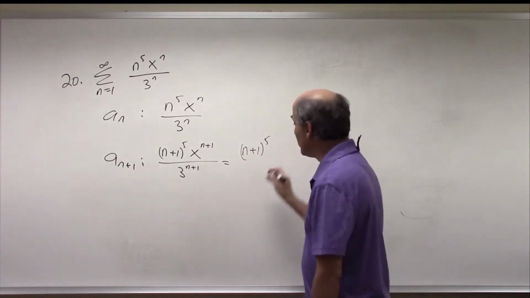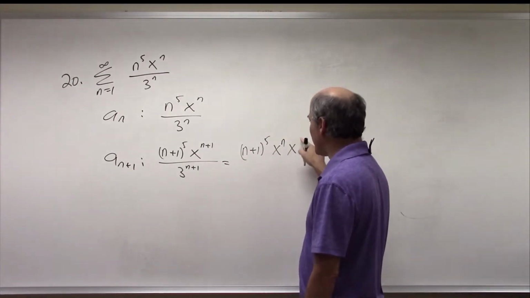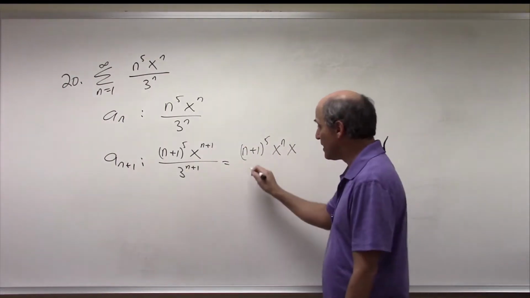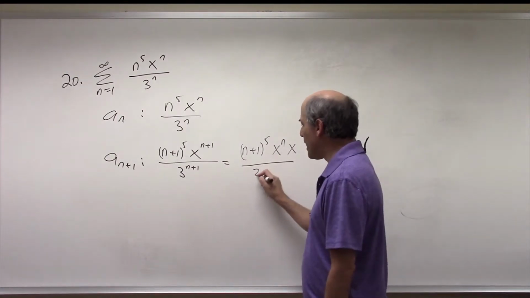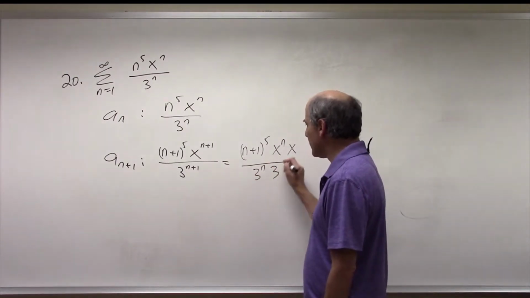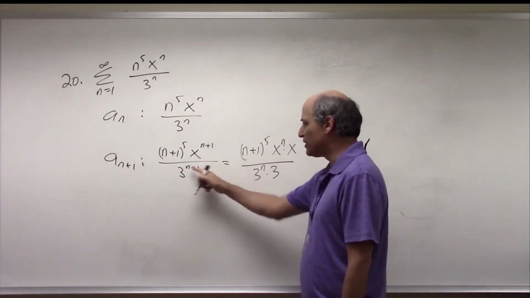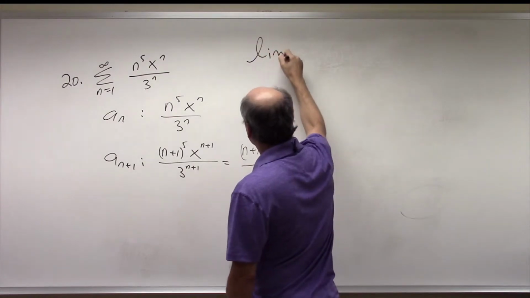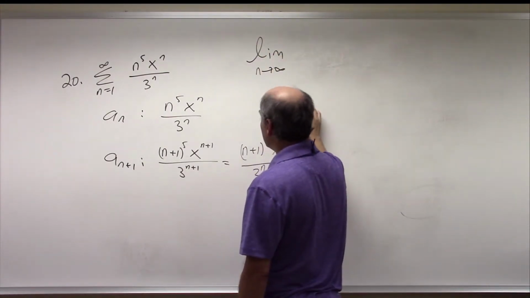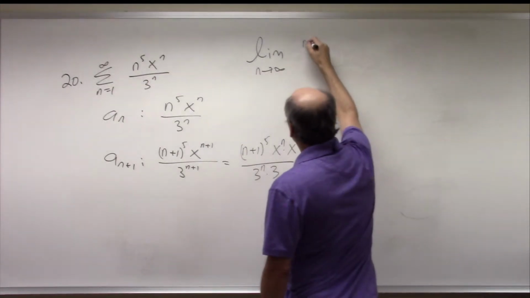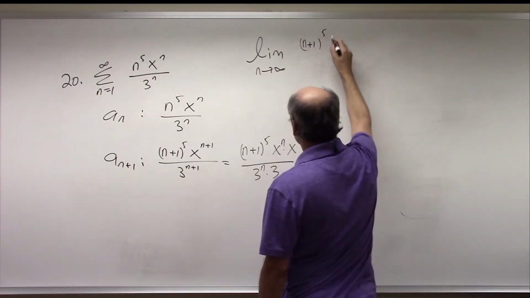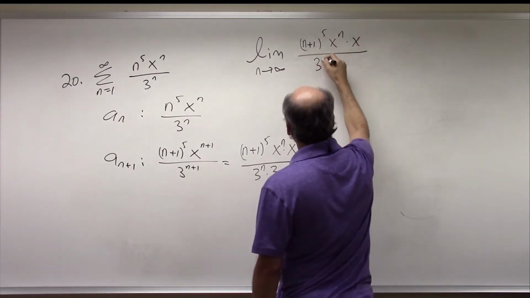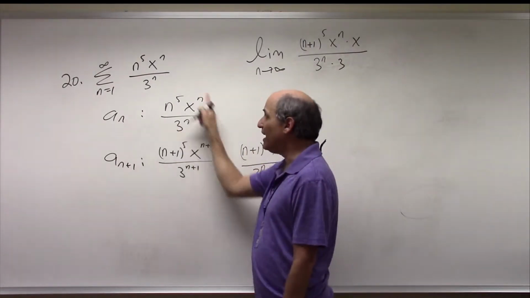x to the n plus 1 is x to the n power times x to the first power. When you multiply the x's, you add the exponents. And similarly, 3 to the n plus 1 power is 3 to the n times 3. Again, when you multiply the 3's, you add the exponents. So we need to find the limit as n approaches infinity of this thing, n plus 1 to the fifth, x to the n, x over 3 to the n times 3, divided by this thing.